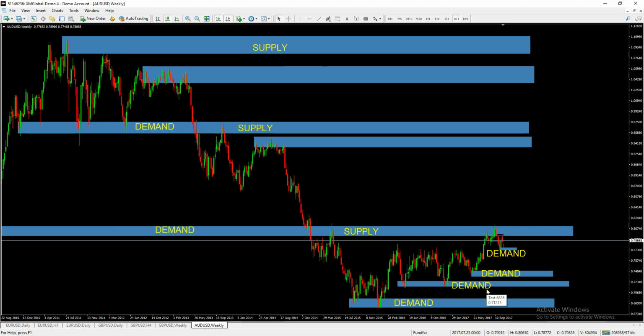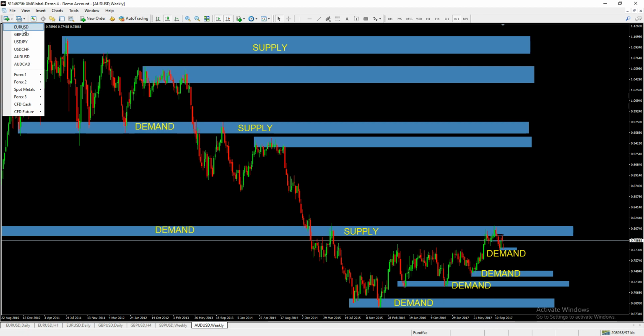But after that, it starts becoming a bit dodgy because, as we mentioned in the rules, the more times the zone is touched, the less power it has. Very simple to understand, guys. It's not too complicated. So let's go do one more example on any random pair quickly.